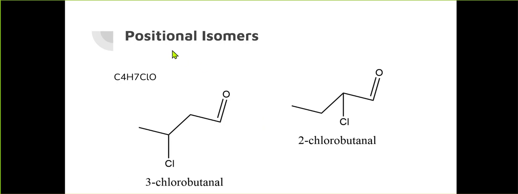So you can have positional isomers within aldehydes. Here, both of these compounds, we've got 3-chlorobutanal and 2-chlorobutanal. It's just where the chlorine is at. So these are positional isomers of each other. In this particular case, they both have the same formula, C4H7ClO. So these are isomers of one another.